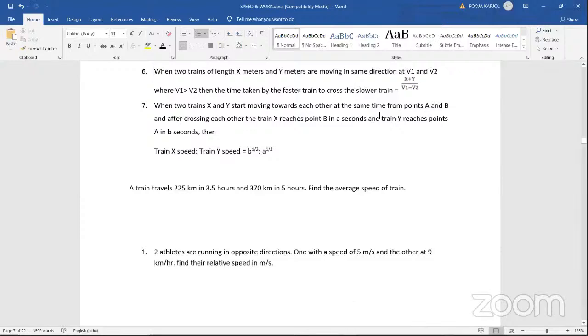14 is the average, relative speed. No, ma'am. Did you guys find the average speed by mistake? See, they're running in opposite directions. Opposite directions means their individual speeds are added. You just have to convert 9 kilometer per hour to meter per second.